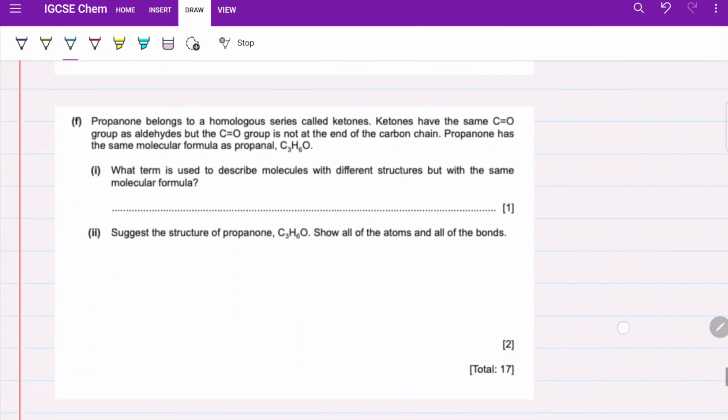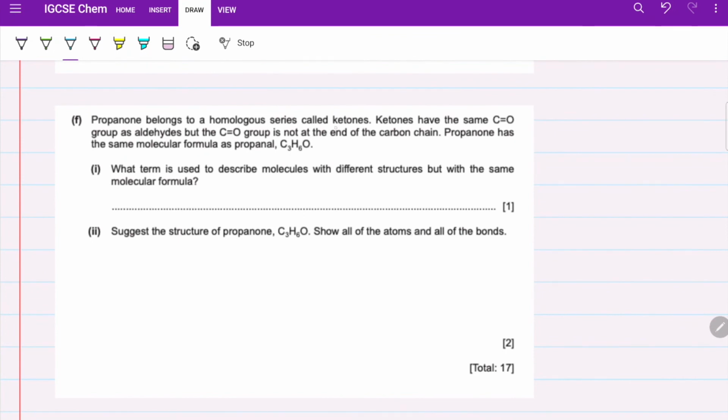Propanone belongs to a homologous series called ketones. Ketones end with -one. They have the same C double bond O group as aldehydes, but the C double bond O group is not at the end of the carbon chain. Propanone has the same molecular formula as propanol. What term is used to describe molecules with different structures but the same molecular formula? There's a hint. It involves the word structures, so that would be structural isomers.